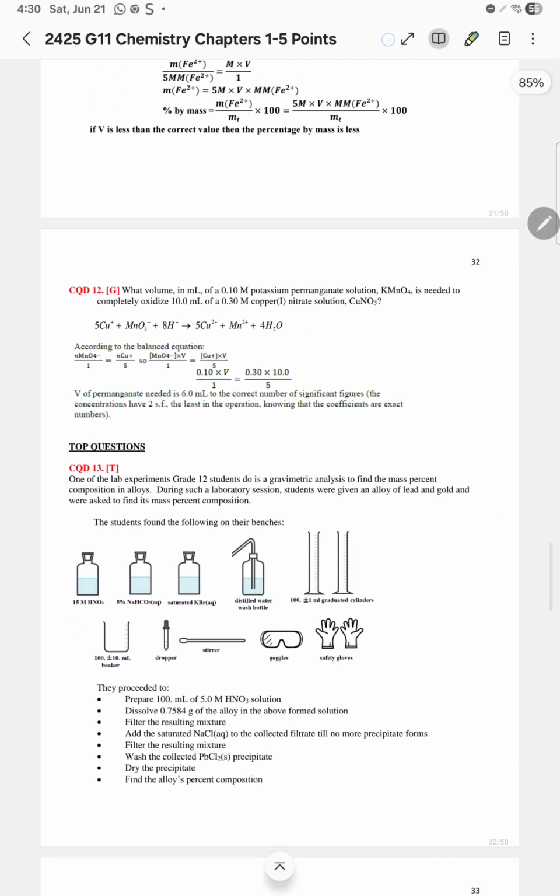What volume in milliliters of 0.1 molar potassium permanganate solution is needed to completely oxidize 10 milliliters of 0.30 molar copper nitrate solution? So we need to write down our equation. Completely oxidize, so CuNO3 must be oxidized. And you need how many? I think this was given.